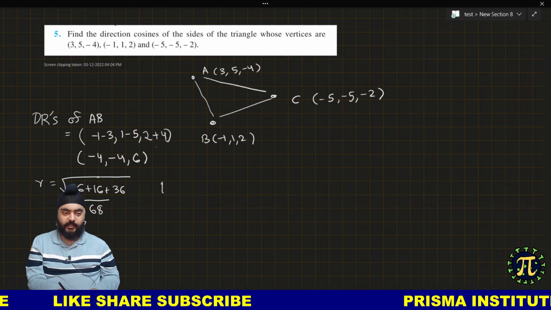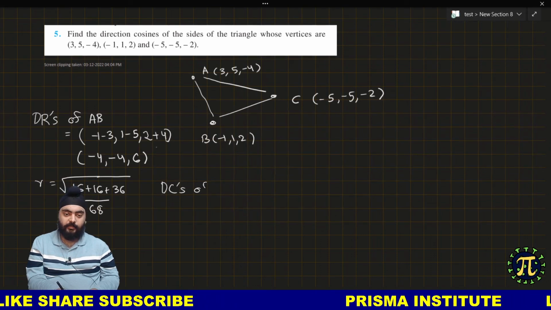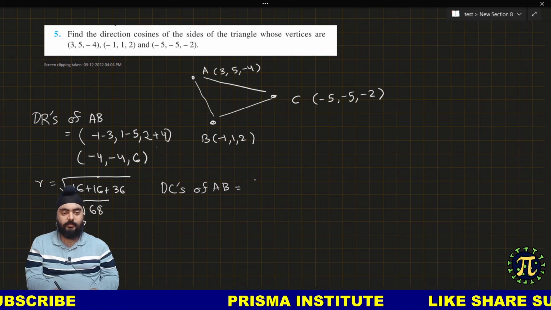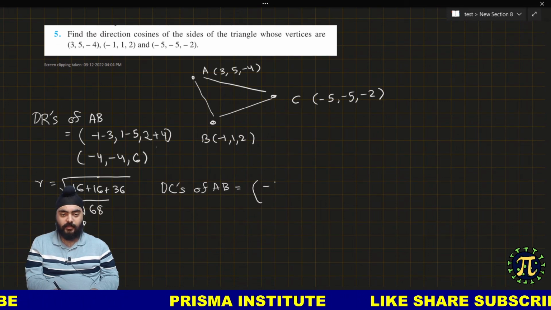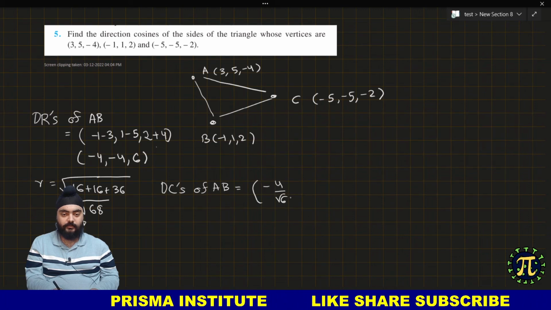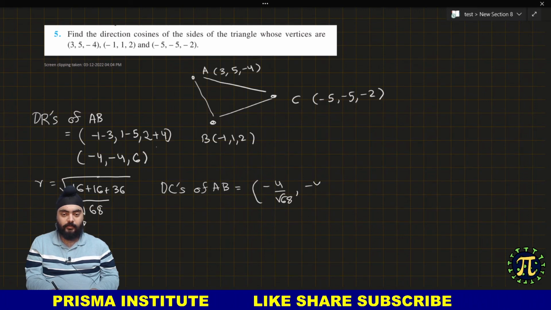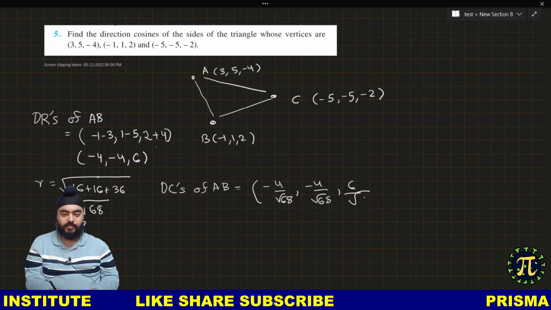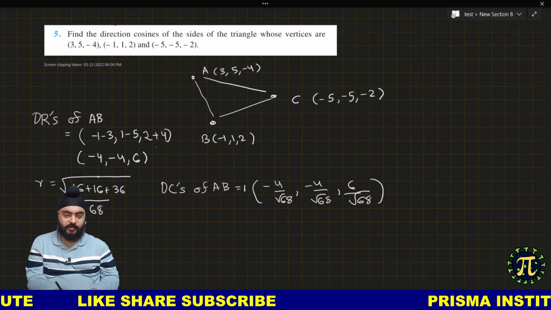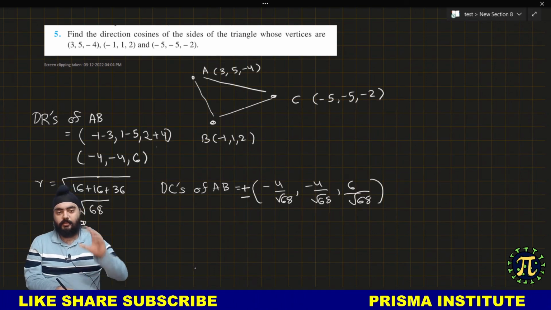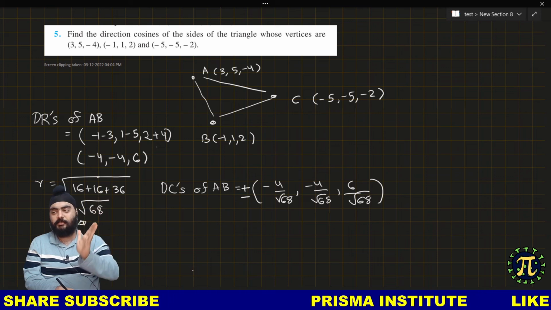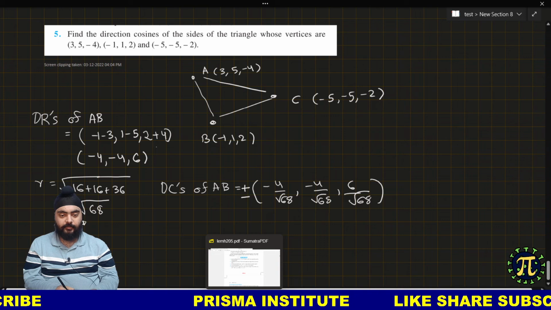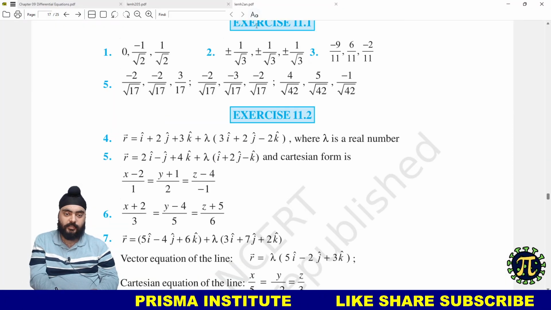So I can find DRs of the direction cosines of AB now, and ये कितने आएंगे? So this will be A by R, B by R, C by R plus minus, right? So -4 by root 68, comma -4 by root 68, comma 6 by root 68, and I can keep plus minus, because इस AB वाली लाइन जो है इसका डायरेक्शन इधर भी हो सकता है उधर भी हो सकता है. So लेट्स सी, फिफ्थ में एक आंसर तो ऐसा आना चाहिए, राइट? 3 आंसर होंगे फिफ्थ के.